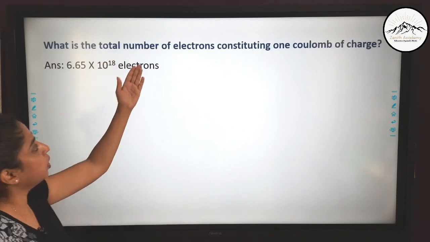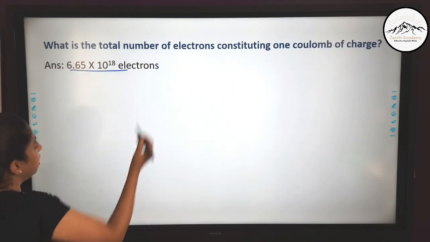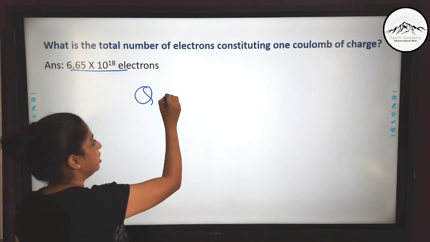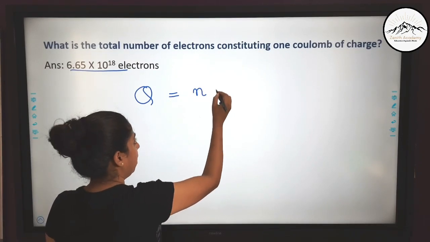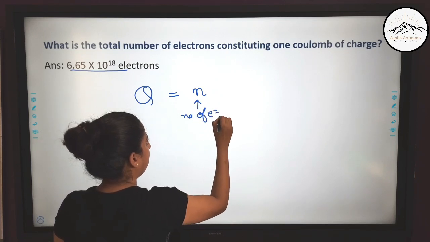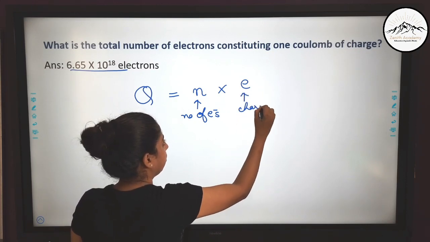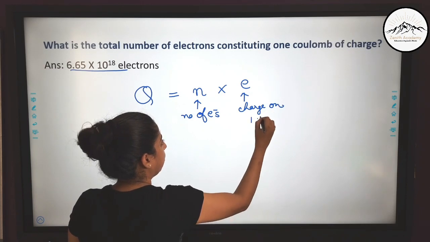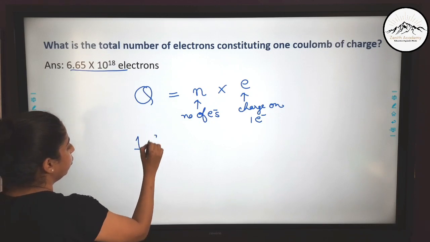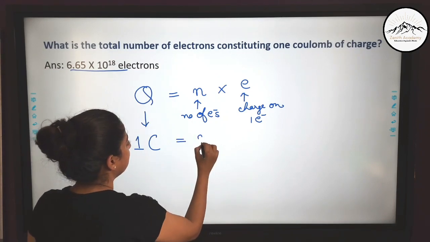Now, what is the total number of electrons constituting 1 coulomb of charge? The answer is also given, so let's see how to arrive at this answer. We know that total charge is equal to N, the number of electrons, into E, where E is the charge on one electron. Now if the total charge is 1 coulomb, what is the number of electrons? So they are asking this N.